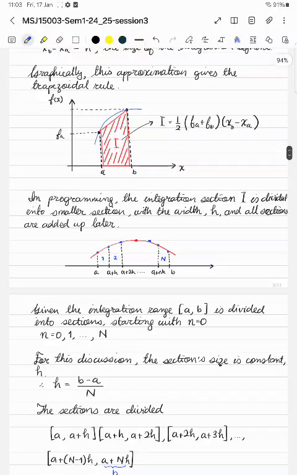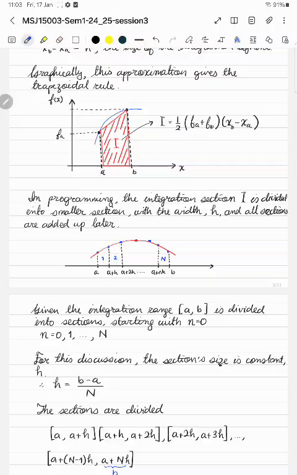Now in practice, for programming purposes, you don't just integrate from point A to B. What you do is divide the domain from A to B into smaller sections, and the width of each divided section will be h. Usually, for practical purposes, it will be an equidistant h, so you don't have to complicate your program.